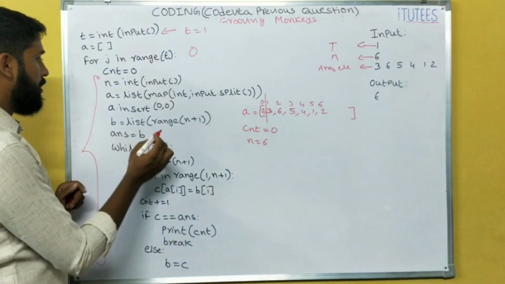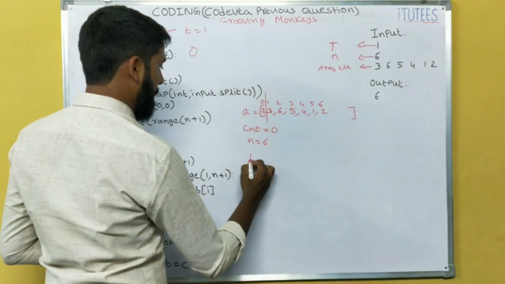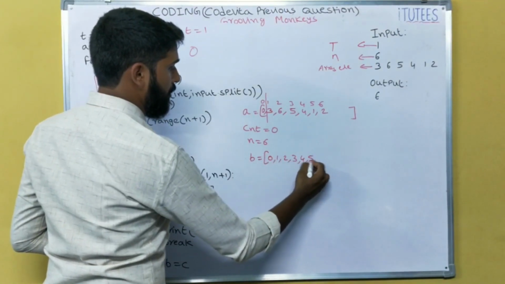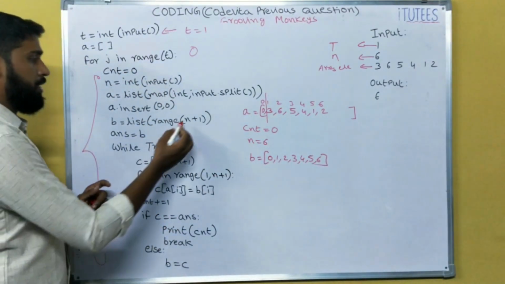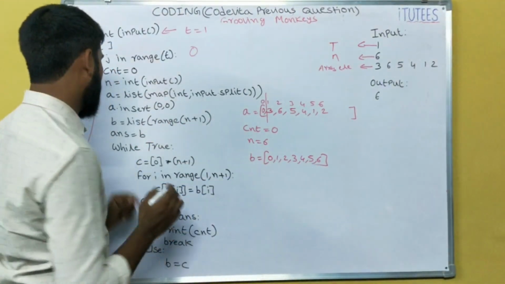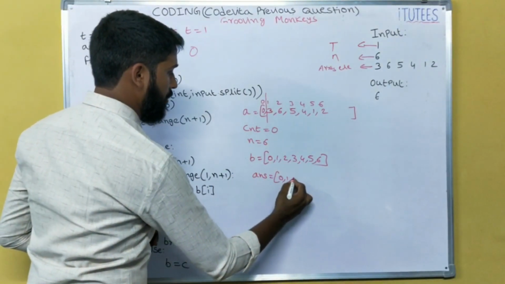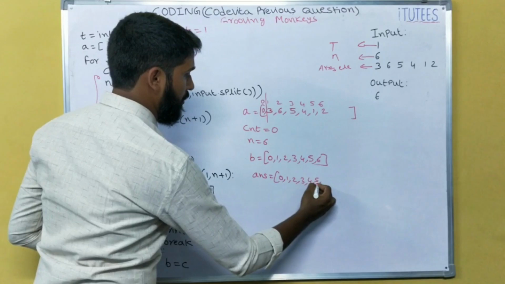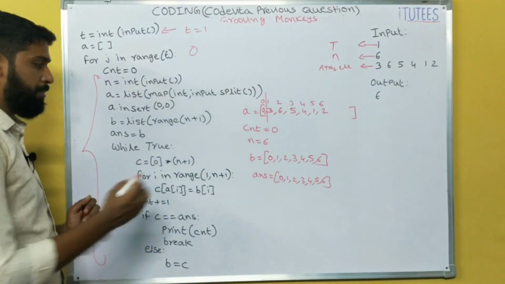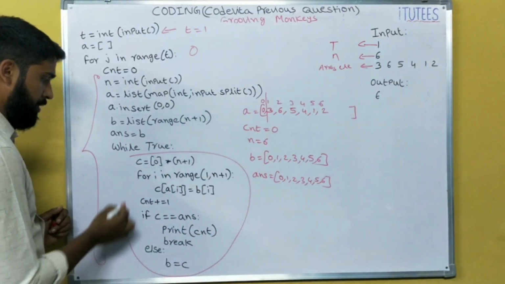Okay. Now B equals list of range. So that means B equals 0, 1, 2, 3, 4, 5, 6. So range of n plus 1, that means 7. So that means 0 to 6. So ANS equals 0, 1, 2, 3, 4, 5, 6. So while true, that means we execute this part up to break.